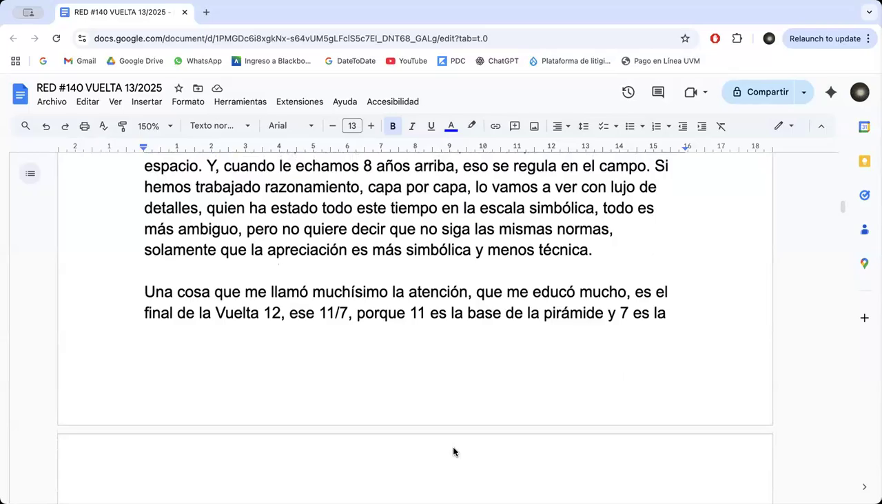If we have been working on reasoning layer by layer, we are going to be able to see all of these things with a lot of detail. But for the people who have been all of this time at a symbolic scale, all of this is not going to be very clear. It's going to be more ambiguous. But it won't mean that the same rules won't be followed. They will be followed. It will only be that the appreciation will be more symbolic and less technical.